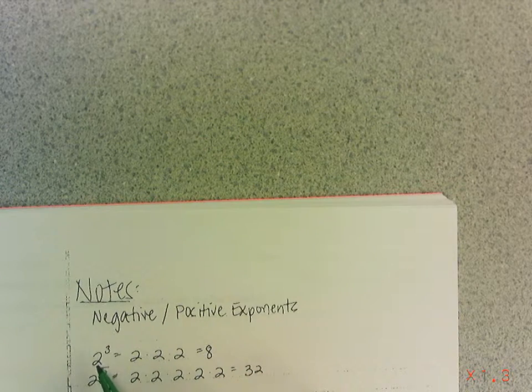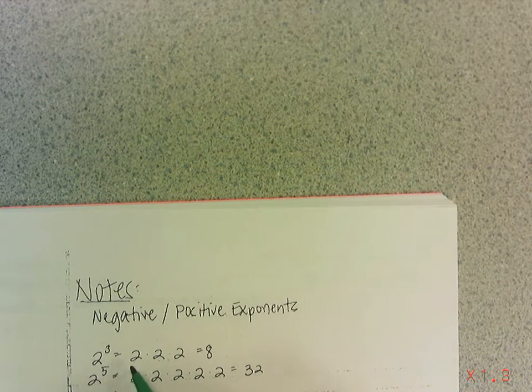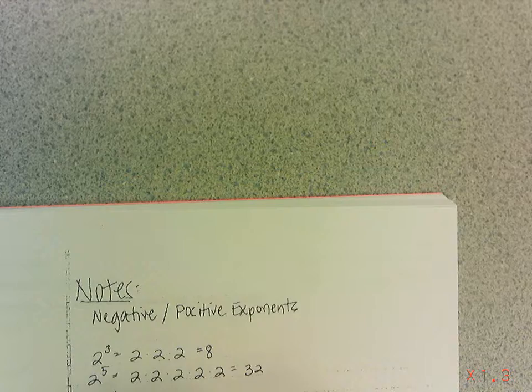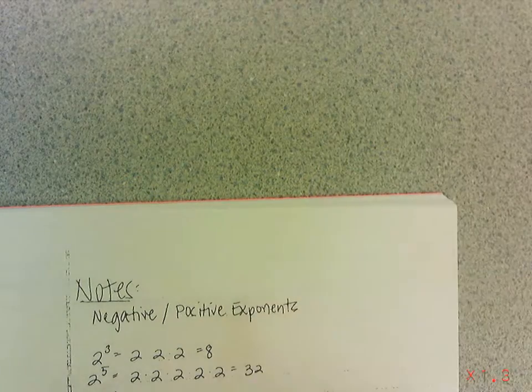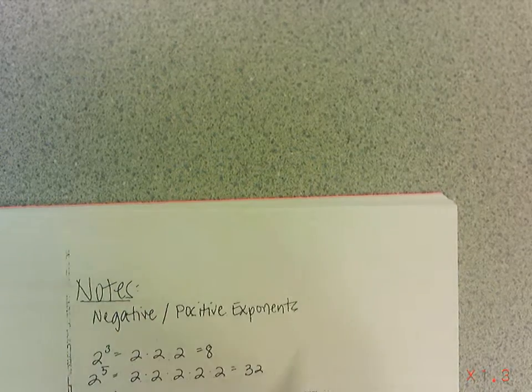So for example, if we have 2 to the third power, that's saying we want 2 times 2 times 2, so 3 2's. If it was 2 to the fifth power, it'd be 5 2's multiplying each other. That's what an exponent is. So it's not like a number that I'm multiplying with or anything like that.